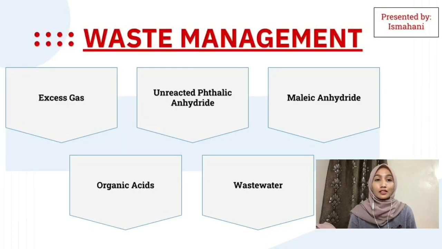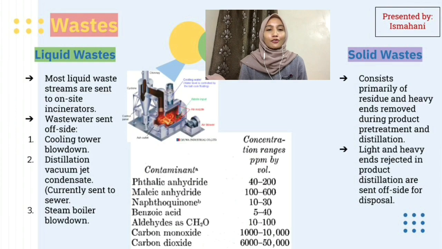Production of phthalic anhydride by using catalytic oxidation of xylene produces waste such as excess gas, unreacted phthalic anhydride, maleic anhydride, organic acids and also wastewater. For liquid waste management, most liquid waste streams are sent to an on-site incinerator. Wastewater is sent off-site, first from cooling tower blowdown, second distillation vacuum jet condensate, and the third one steam boiler blowdown.